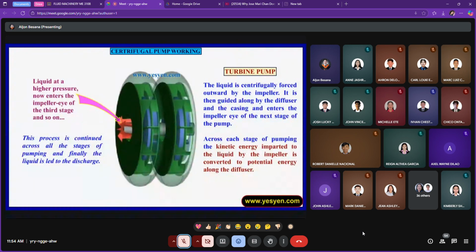Liquid at a higher pressure now enters the impeller eye of the 3rd stage and so on. This process is continued across all the stages of pumping and finally the liquid is led to the discharge.